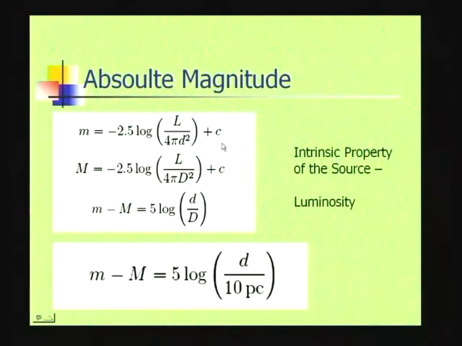Now the same source, if I keep it at a distance capital D instead of small d, then its magnitude is going to be the same thing, just the capital M replacing the small m. And subtracting these two, I can get rid of this constant. So the apparent magnitude minus this capital M is equal to 5 log the ratio of the small d to capital D. The 5 comes because of the square over here.